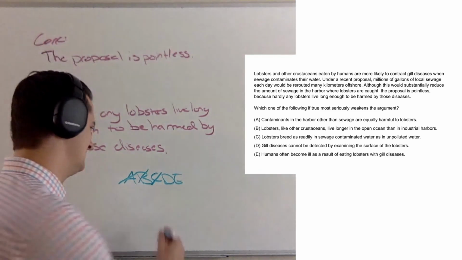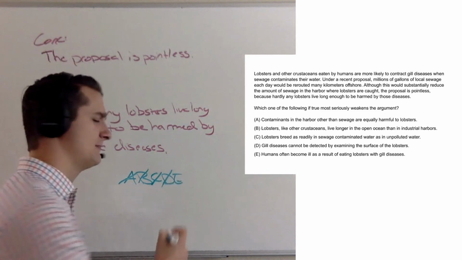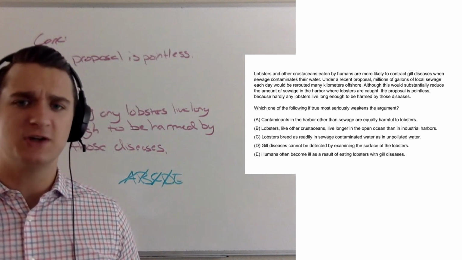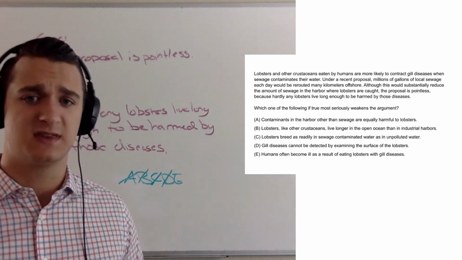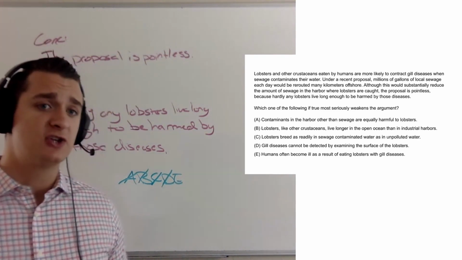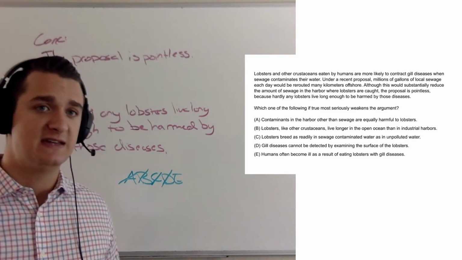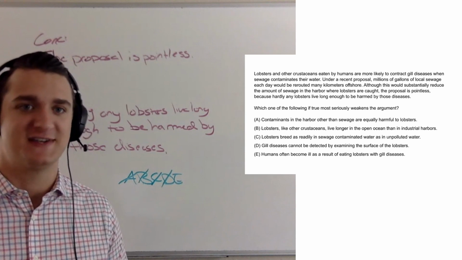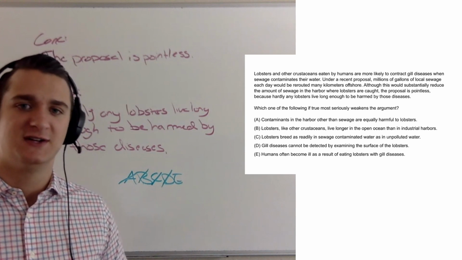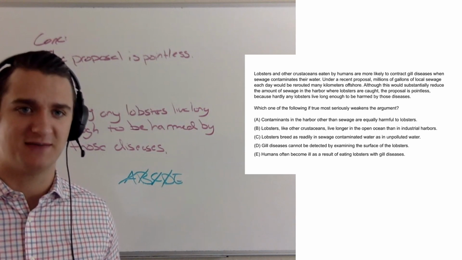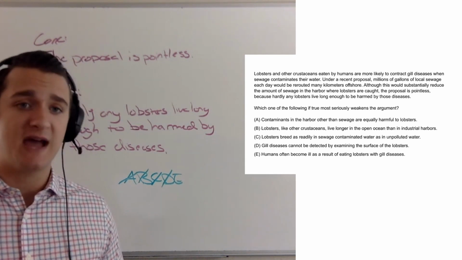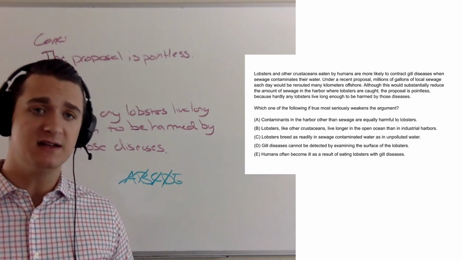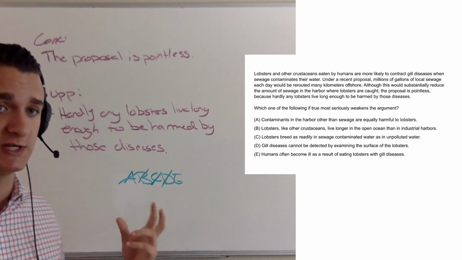So I can go ahead and eliminate D. Now, E says this: humans often become ill as a result of eating lobsters with gill diseases. My instinct, if I'm following not-great process, is that it's out of scope, irrelevant. We're not talking about humans, we're talking about lobsters. But remember, I want to tie this back into the passage. The main conclusion of the passage is the proposal is pointless.